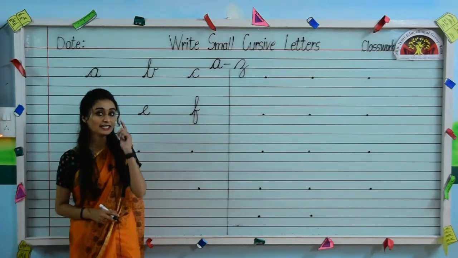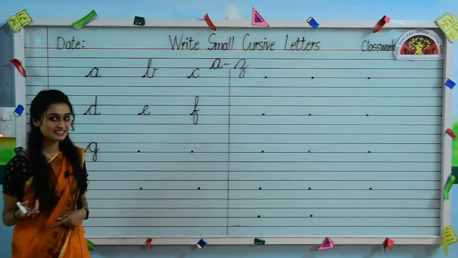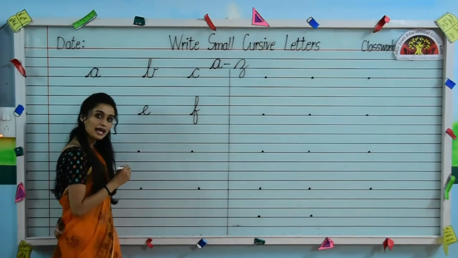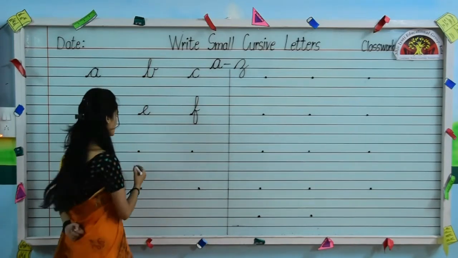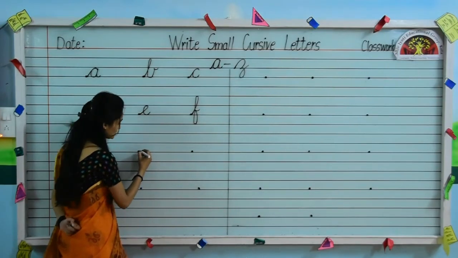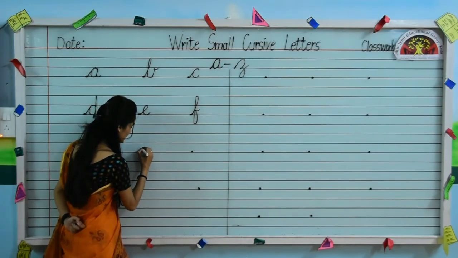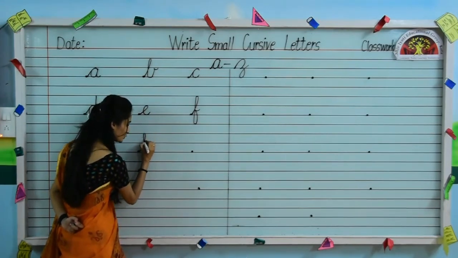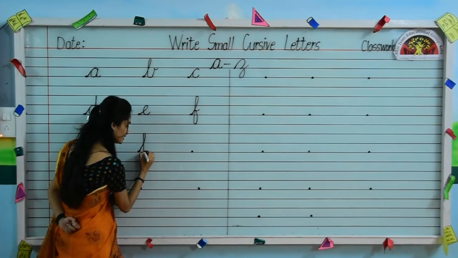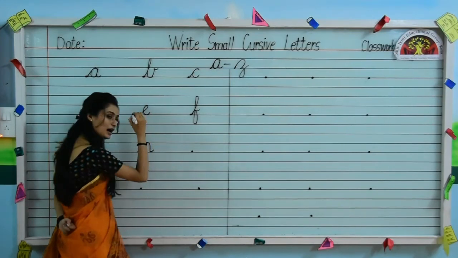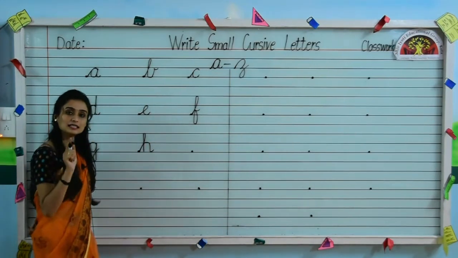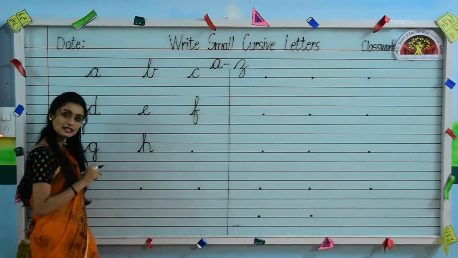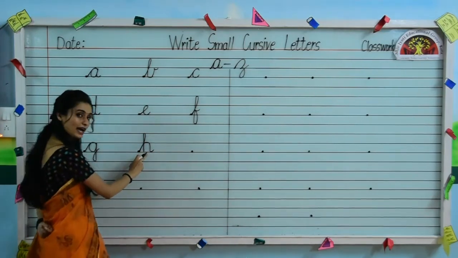Okay, now think and tell me which is the next letter. The next letter is H. Now again put your pencil on the dot and make a slanting line up, touch the first line. Make a loop, come down straight, then again go back till the first line, make a curve, come down till the third line and out like this. Okay kids, this way you have to write your letter H.